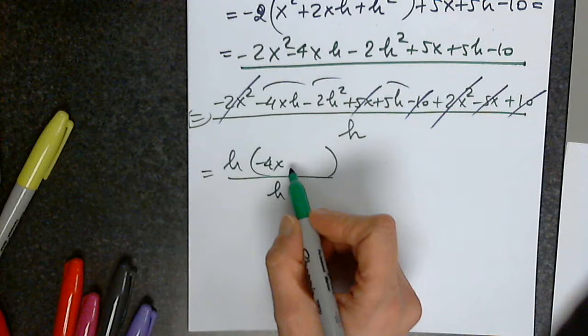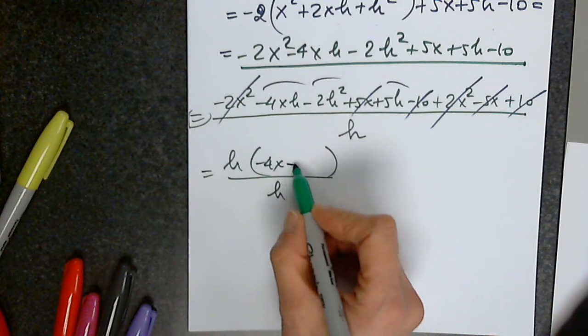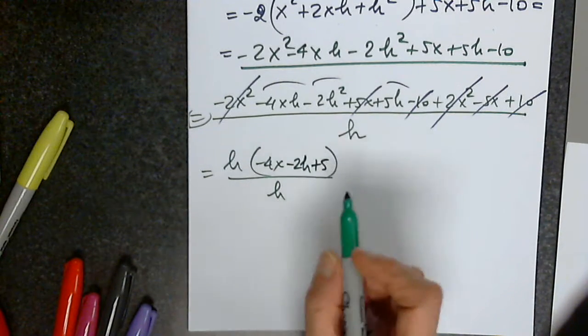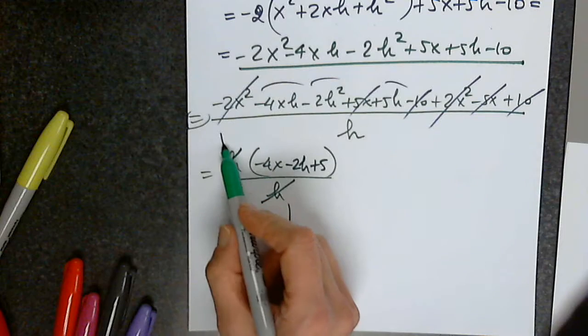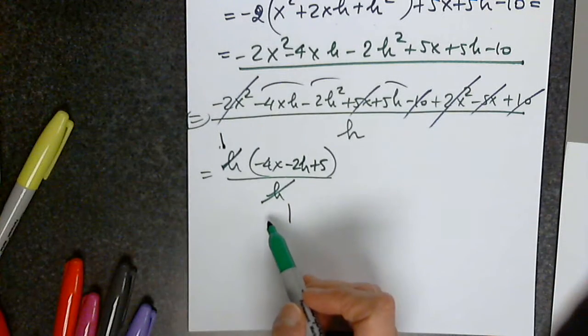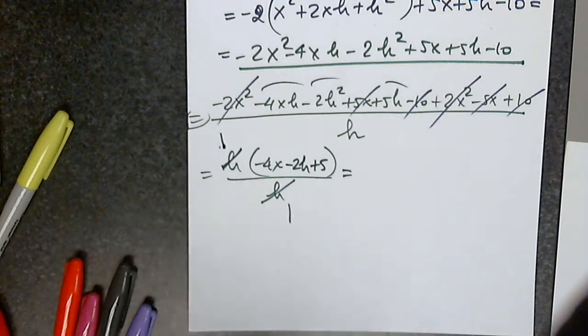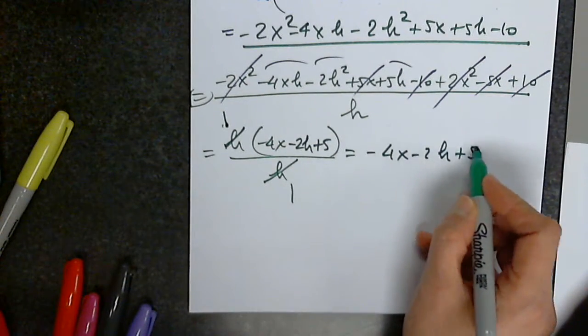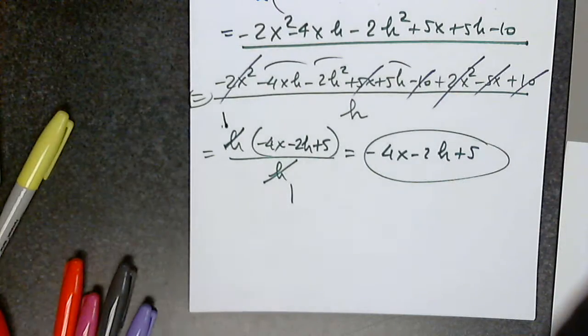Minus h. No. Minus 2h. Awesome. Plus 5. Plus 5. Only now I'm allowed to do this, not before. I simplify h from the top with h from the bottom, and please write the 1. And the simplified form of this difference quotient is negative 4x minus 2h plus 5. And that's it.